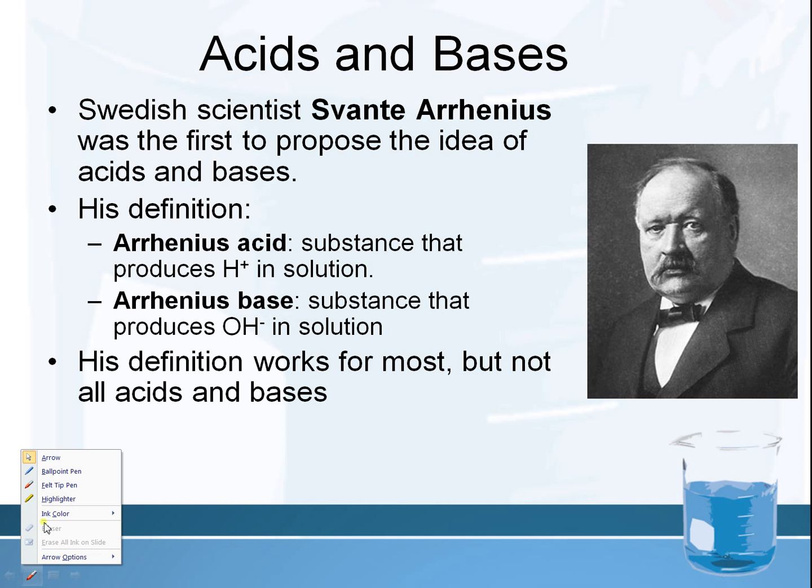An Arrhenius acid is a compound that produces hydrogen ions in solution. So, an Arrhenius acid produces H+ ions. An Arrhenius base produces hydroxide ions in solution. For the most part, from what he studied, it works for just about most acids, but not all. There are a few exceptions, and there is a broader definition, which we'll get to later.